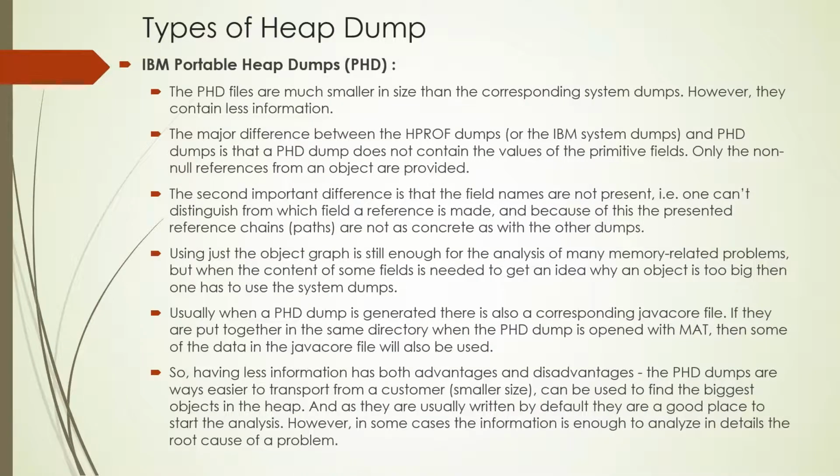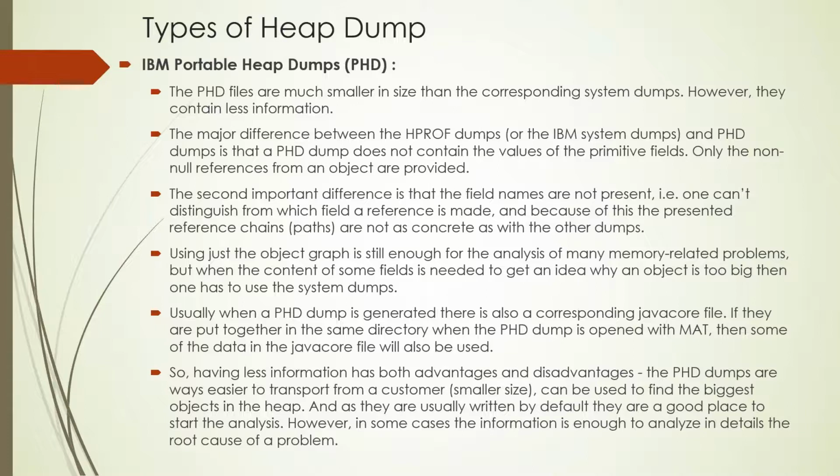Next, you have IBM portable heap dumps. The name already suggests they are portable, which means they are very small in size, and when a heap dump is smaller in size, it contains less information. The major difference between hprof and this PHD is that the portable heap dump does not contain the values of primitive fields. Only the non-null references from an object are provided, so only the live objects in your JVM at the point of time when you take the heap dump are provided. No other objects or fields will be reported in your PHD.